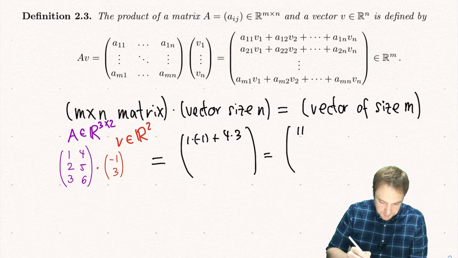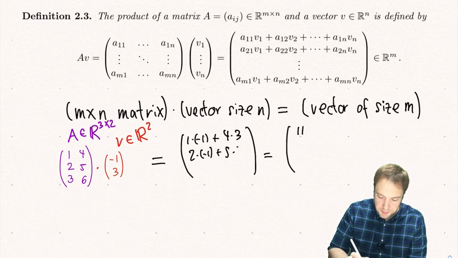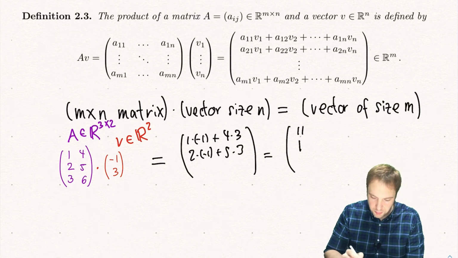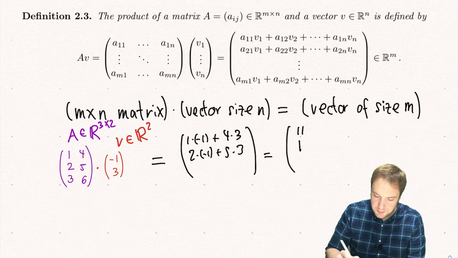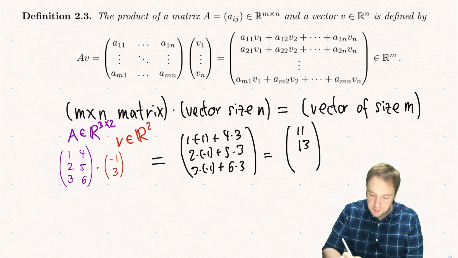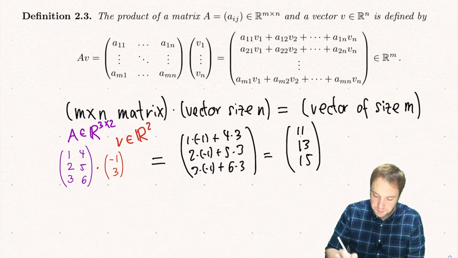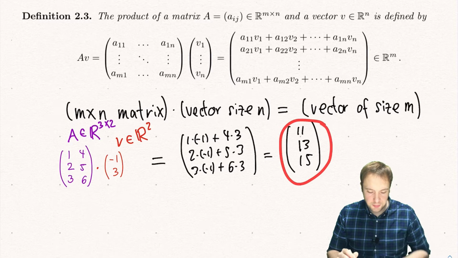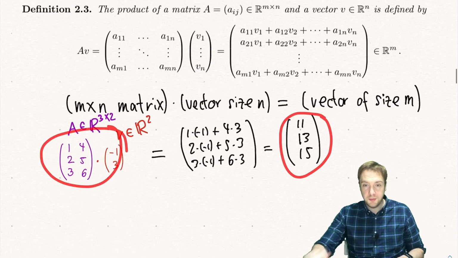And then the second entry is 2 times minus 1 plus 5 times 3. Well, 15 minus 2, so it's 13. And then 3 times minus 1 plus 6 times 3, so 18 minus 3 is 15. And this is then the result of this product of this matrix and this vector.